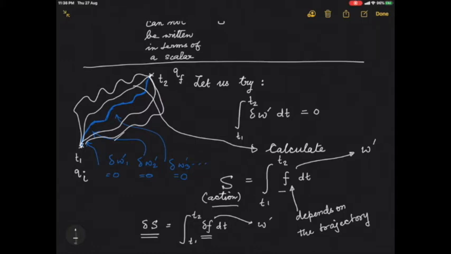Which means the actual trajectory, the actual path that the particle will follow, has a stationary value of this s. Okay, what do I mean by a stationary value of this s? I mean that if I change the trajectory, then s will either increase or decrease. If I start with this blue line, which is supposed to be the actual trajectory that the particle will follow, and I change this blue line by an arbitrarily small amount, whatever change I make, all those changes will be either positive or all those changes will be negative.